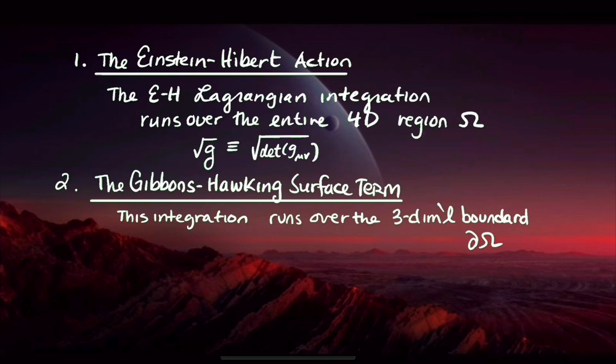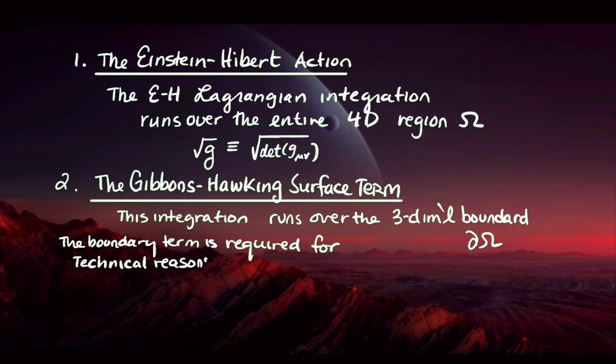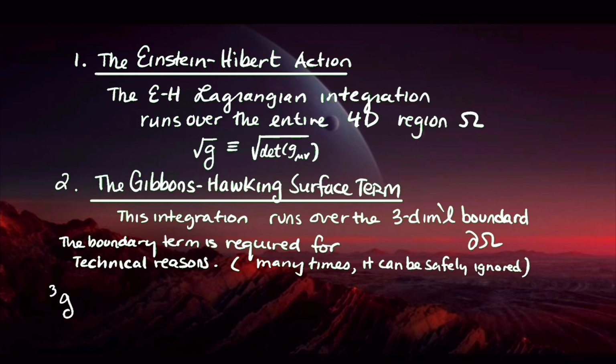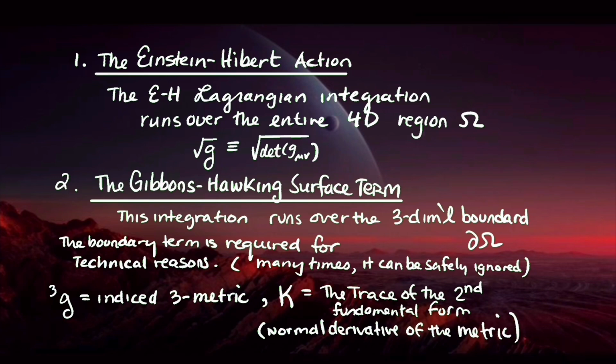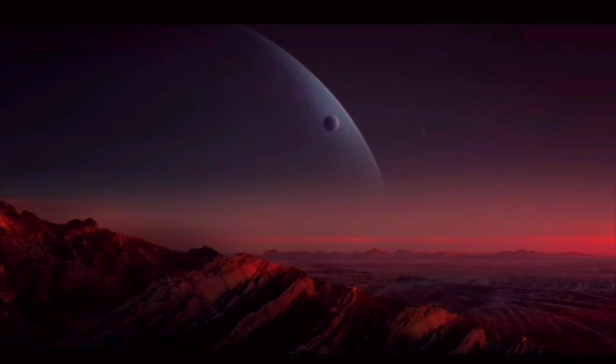The second term is the Gibbons-Hawking surface term. This integration runs over the three-dimensional boundary, and the boundary term is required for technical reasons. Many times it can be safely ignored. The little superscript 3 on g is indicating a 3-metric, where K is the trace of the second fundamental form, the normal derivative of the metric, or sometimes known as the extrinsic curvature.